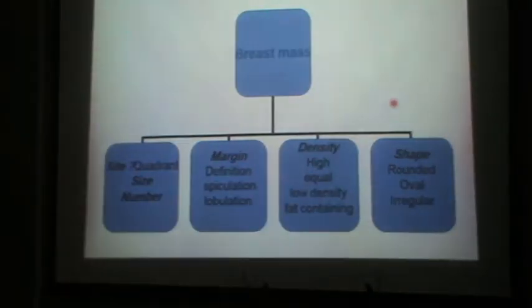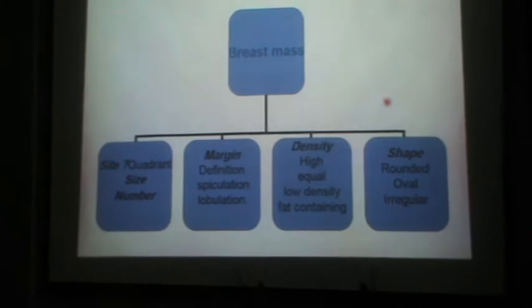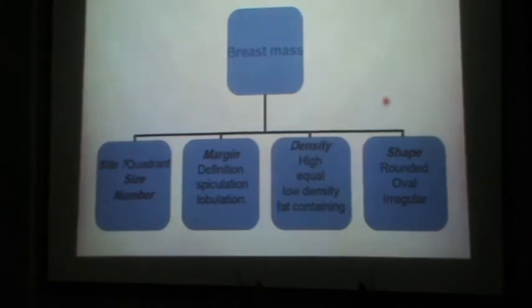Characterization of breast mass by mammography. For a breast mass, we will talk about the site, which quadrant, upper or lower, the size and the number. The margin: well defined, speculated, or lobulated, either micro or macrolobulation. The density: either high density, equal density, low density, or fat containing density. The shape: either rounded, oval or irregular.